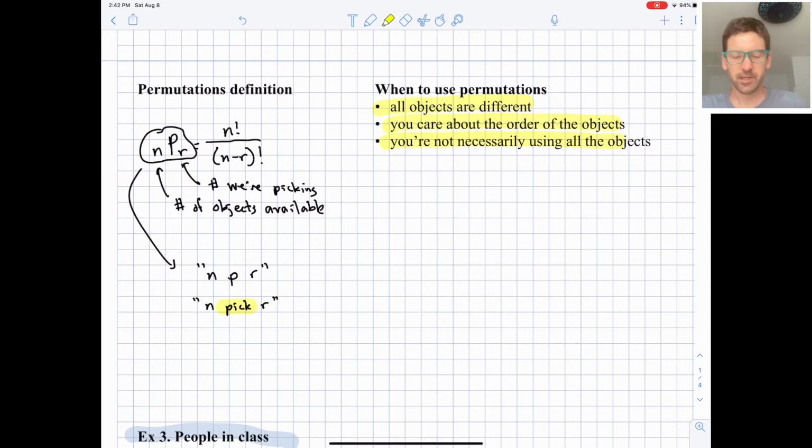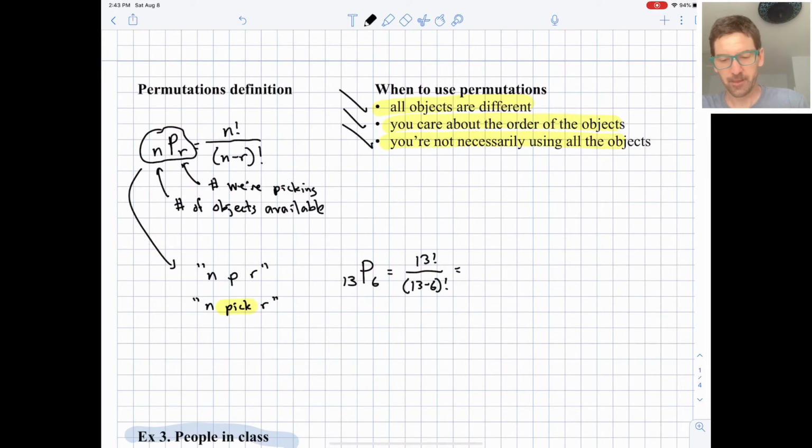So let's fill in the information we have. Before we had 13 objects. We were picking, meaning we cared about the order, where all the objects were different, and we're not necessarily using all the objects. We were picking 6 of them. So it's going to be 13 factorial divided by (13 minus 6) factorial, which is 13 factorial over 7 factorial. So that bottom 7 factorial will cancel out.